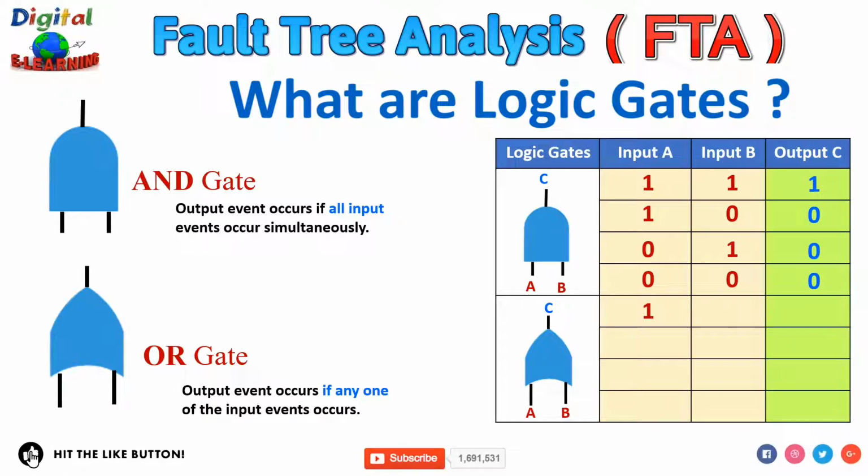And let us look at the OR gate. The condition says that if any one of the inputs is present, we will get the output. If we have input at A and we also have input at B, we'll definitely get an output here. If we have input at A and we don't have input at B, we'll still get an output C here. Same is the case if we don't have any input at A, but we have an input at B, we'll get an output. But if we don't have input at either of these, we'll not get any output. So this is how logic gates work for the AND and OR gate.